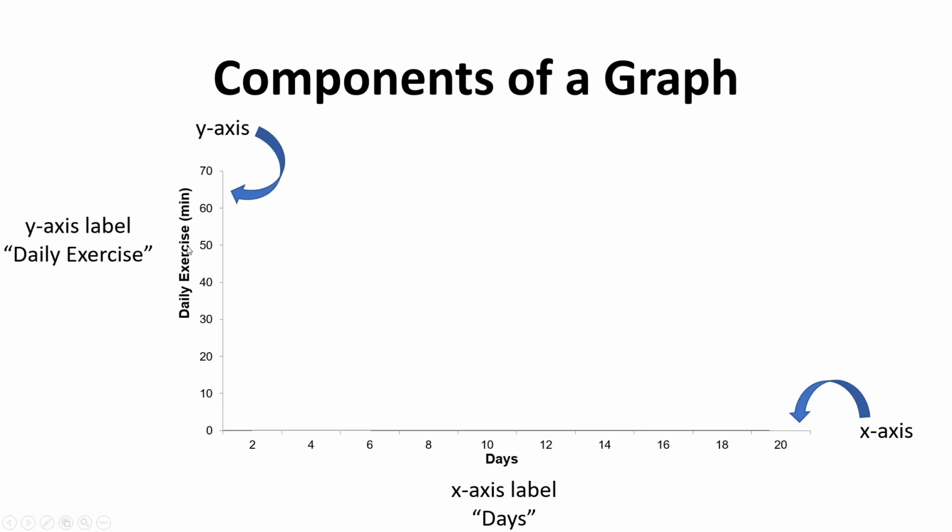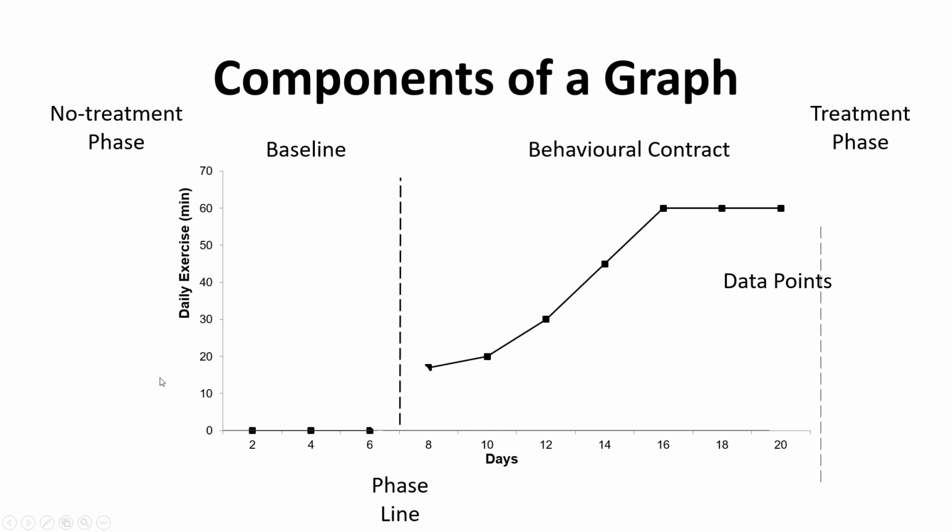So our Y-axis is the vertical, X is the horizontal. Our X-axis label here is days, so that's the numbers that run across here. Our Y-axis label is daily exercise, and this one includes units in minutes. Days doesn't really need a quantifier because days itself are the units. And if we add in our next bunch of descriptors here, we have our data points, the little squares on here. And we can have a phase line.